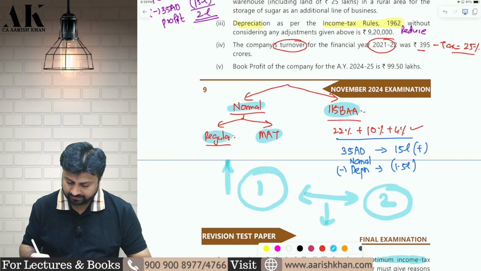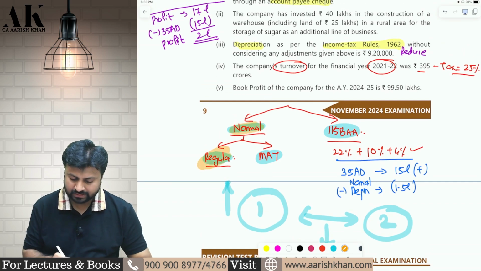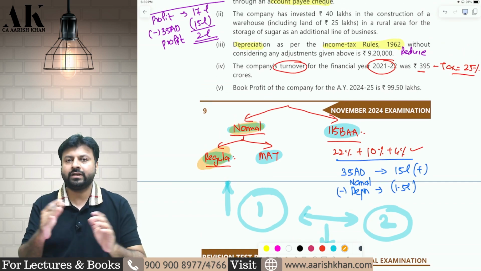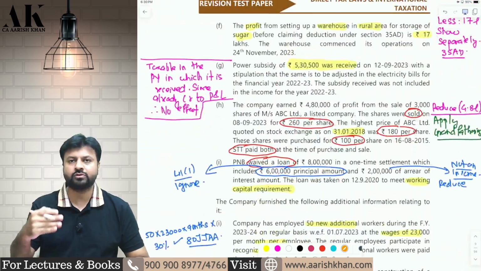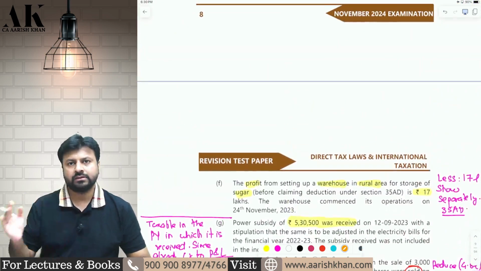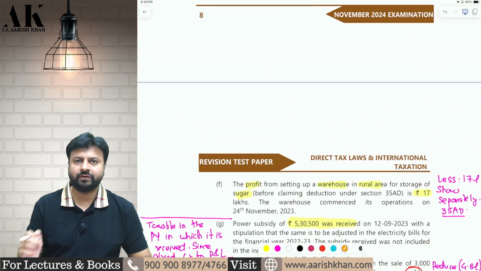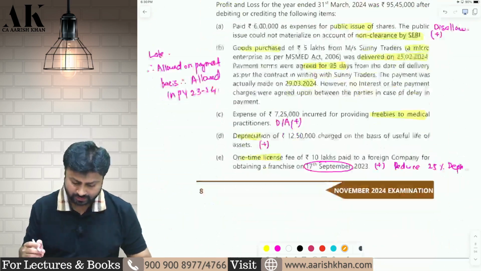Okay. So first of all, I am going to discuss the normal provision, the regular income tax, how we compute total income as per the regular provision. I am going to solve the question as per that first. Then I will go to book profit and then I will go to 115BAA. So let us start the question.